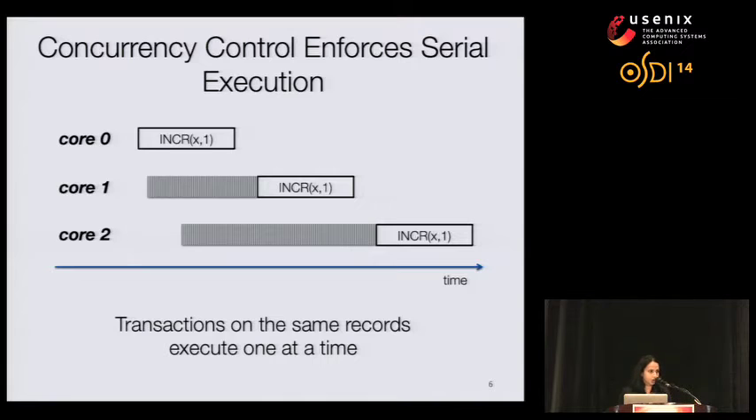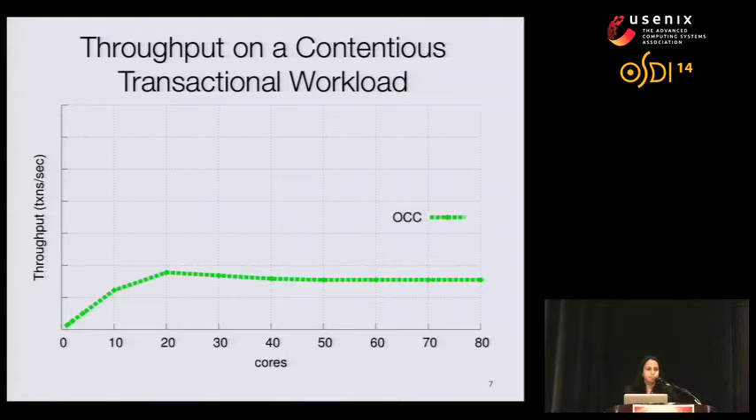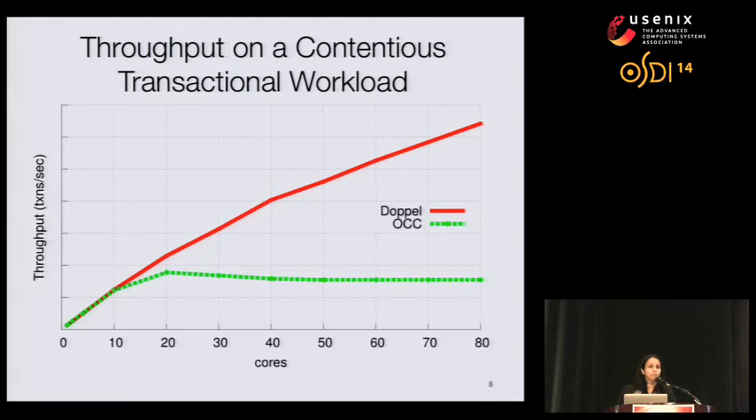In optimistic concurrency control, this happens in the form of aborts and restarts, and in 2-phase locking, it's blocking on locks. So this is a big problem because it means that with conventional concurrency control, as we see here, we can't take advantage of more cores to get higher throughput. Performance flattens out. So in the rest of this talk, I'm going to show you how our system, Doppel, actually scales on contentious transactional workloads.